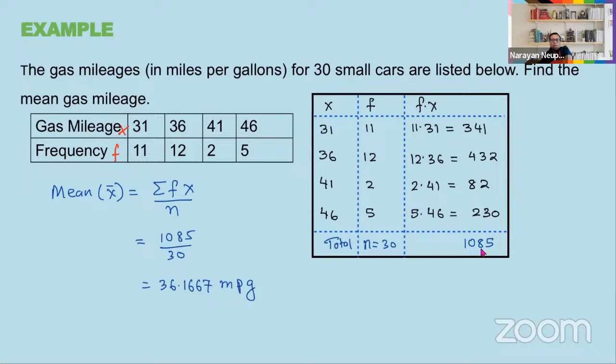And remember one thing: if you are writing the answer in decimal, always try to write up to 4 decimal places, unless otherwise makes sense. Like if you are talking about money, we go up to 2 decimal places, right? Like $85.12 or something like that. But otherwise, you go up to 4 decimal places.